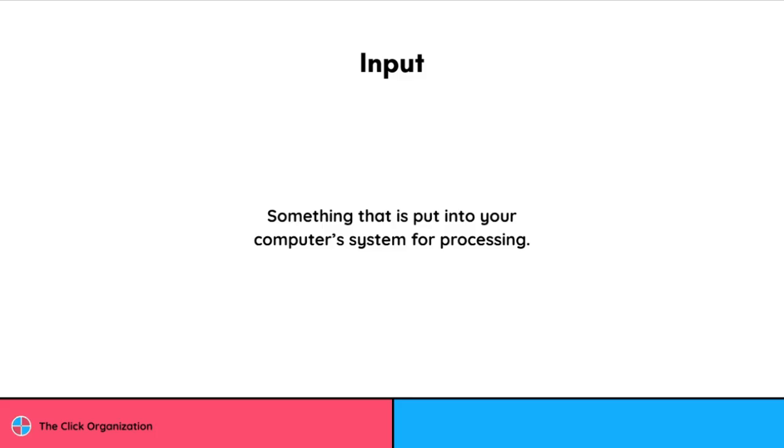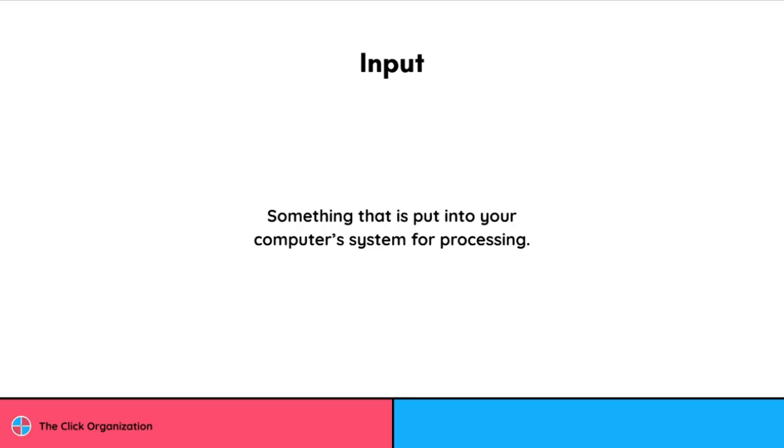Input is something that you put into your computer system for processing. It is basically a task that you give to your computer for it to give results back to you with that task, right? So something that you put into your computer system is basically the numbers in the calculator, or the words in Google Translate, or your search, or for example, anything that you give to your computer.